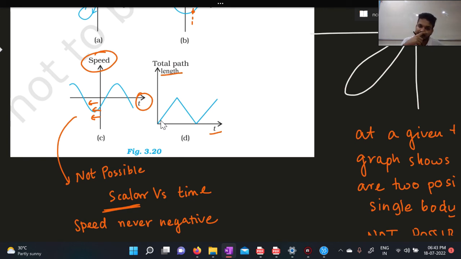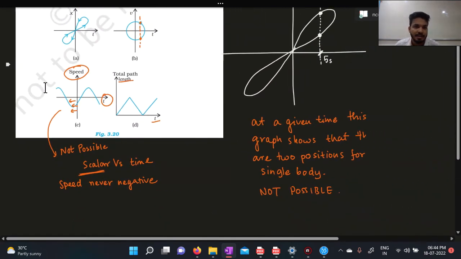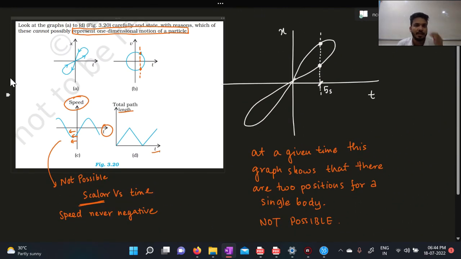This graph is possible because I don't see any reason against it. Initially the length is increasing, then it is decreasing, and again it is increasing. Length is never negative at any given time. There are no two lengths at one time, and length is a scalar quantity. It is always positive, and that is evident for this graph. So this D graph is the only possible graph. The other graphs are not possible. So that's it.